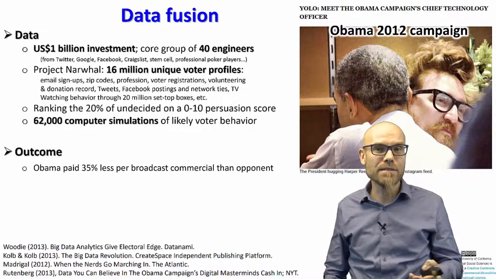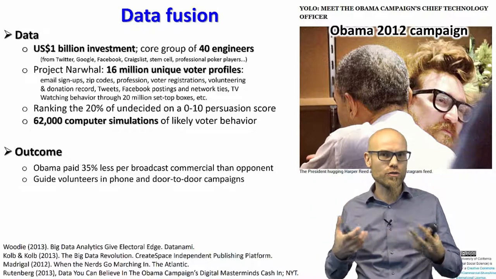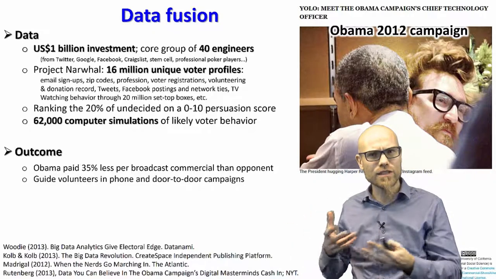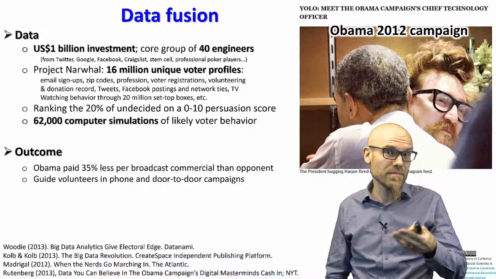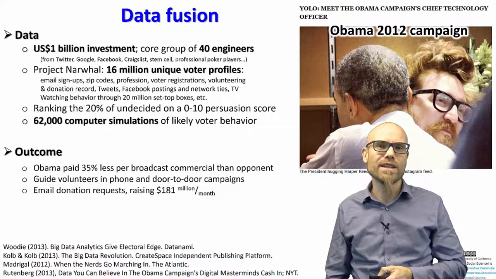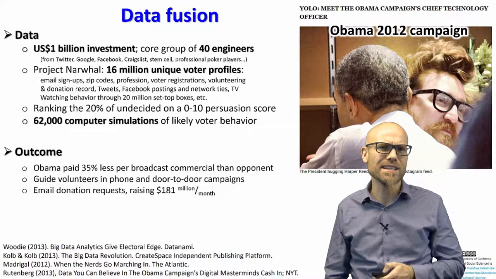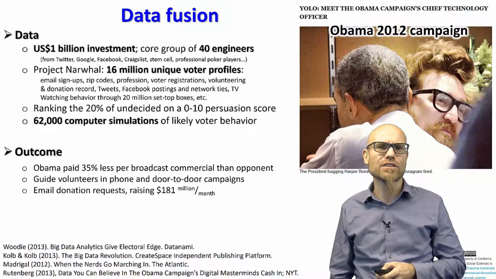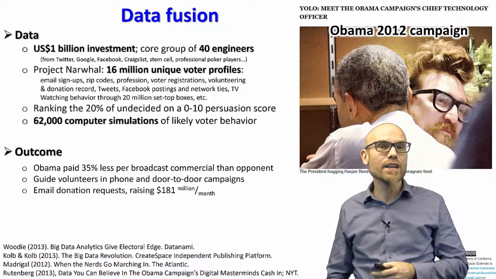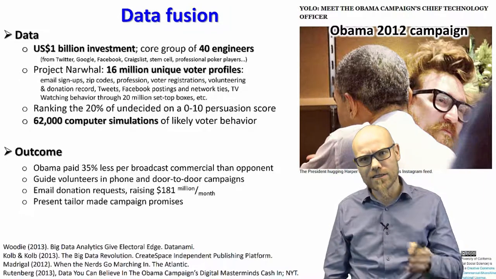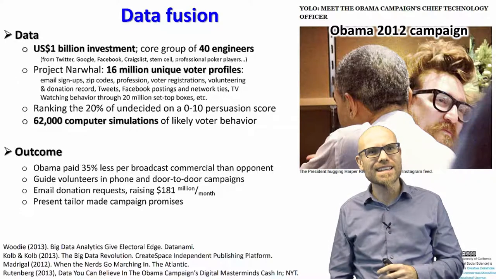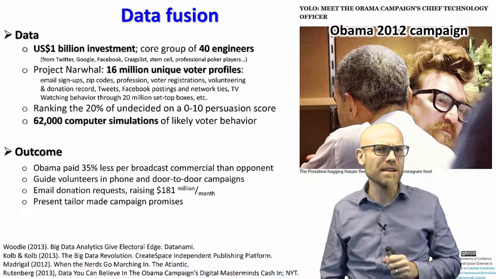They were able to guide people that were on the streets, that went door to door, volunteers. They could get them exactly to the right people, right? They had a little app developed there. Email donations. They knew their people much better and they could raise much more in email donations. They got their money back pretty quickly, this investment. And these were the first beginnings of using this idea of having tailor-made campaign promises.